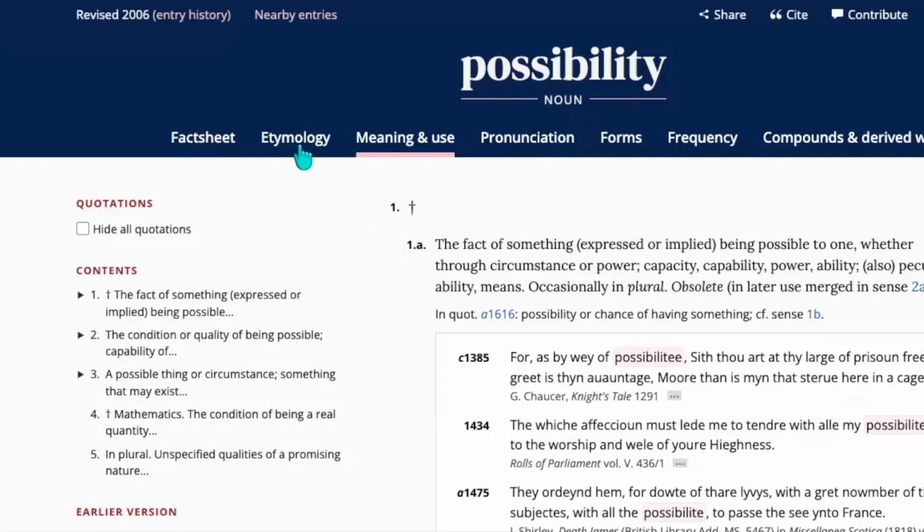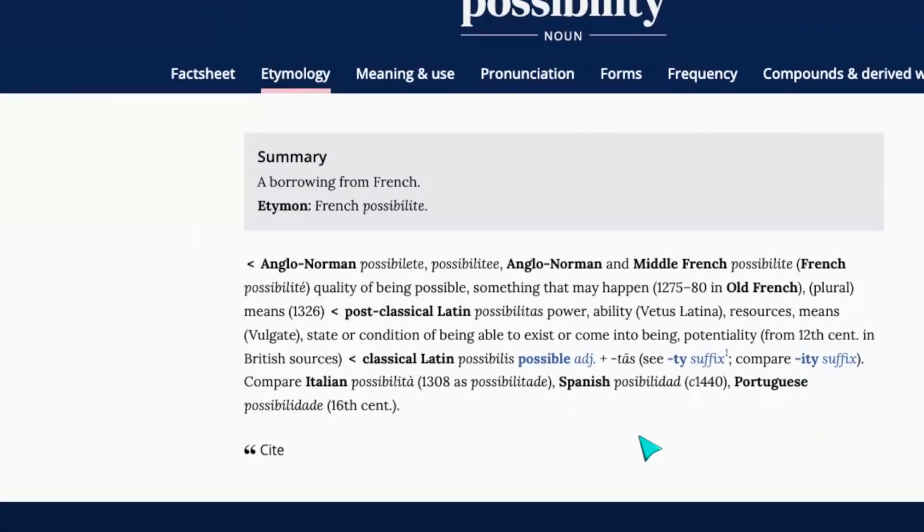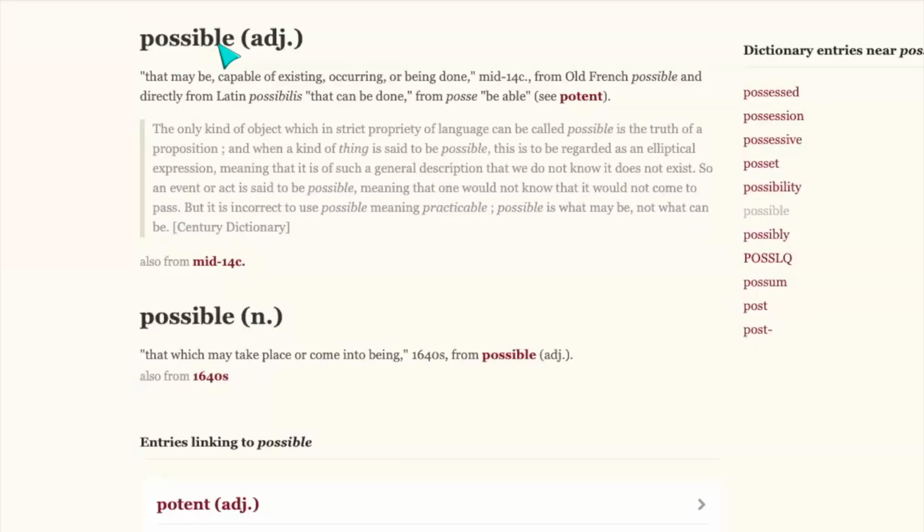But one of the reasons I love this is they have an etymology section. And sometimes it tells us some of the stuff that's going on. Anglo-Norman, Middle French, post-classical Latin. So here's that same bilitas, right? Classical Latin here, possible plus the ty suffix. If I go back to the actual word, that still doesn't explain the I that's showing up in possibility, which has the I from the original Latin. It doesn't explain where the I went.